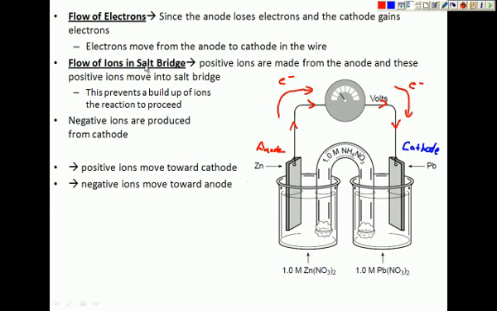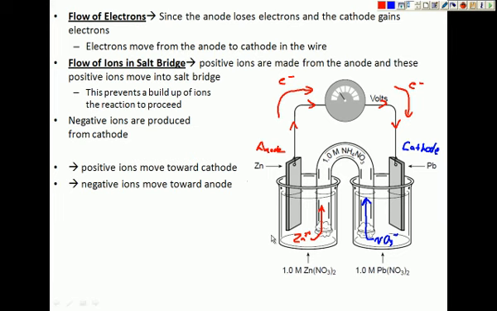And the flow of ions, again, we talked about that. You have Zn2+ moving into here, and we have NO3- right here also moving into this bridge because they're attracted to each other. This prevents a buildup of ions and allows the reaction to proceed. So positive ions like Zn2+ move towards this cathode side, and the negative ions move towards the anode side.